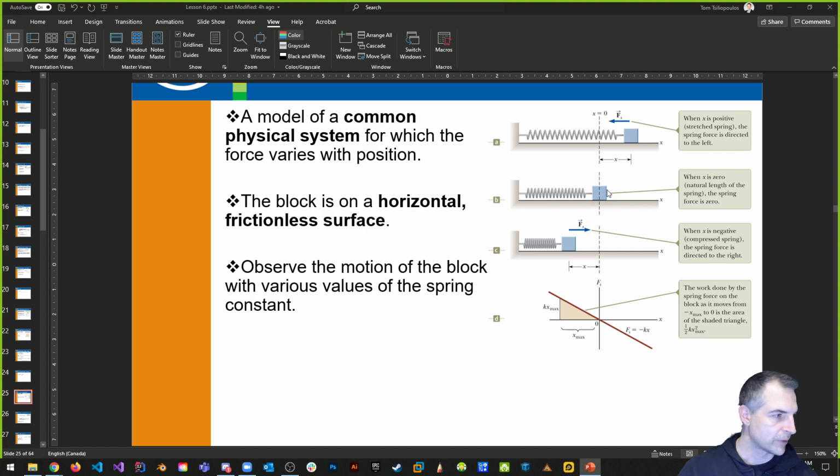Was there a burst onto the mic? I didn't realize there was a burst. I'm sorry, Madison. But does that make sense?